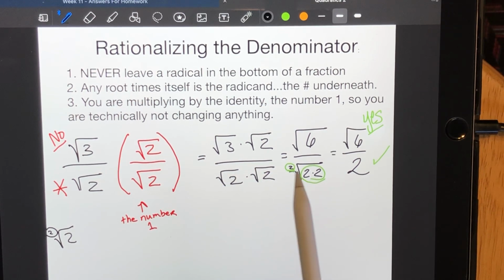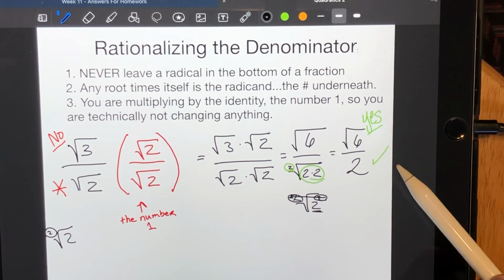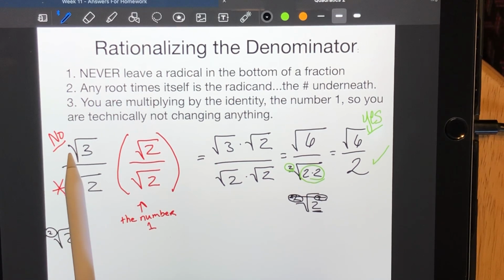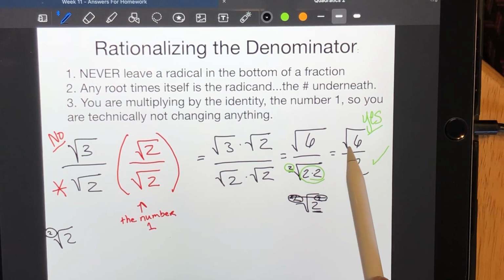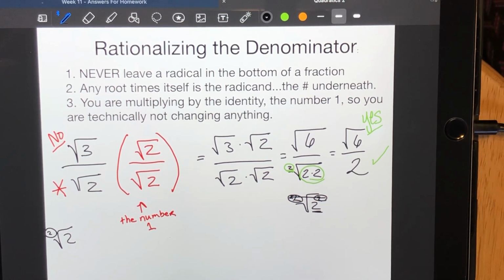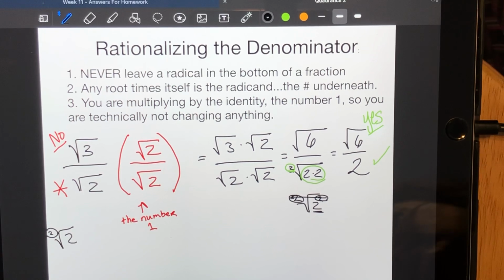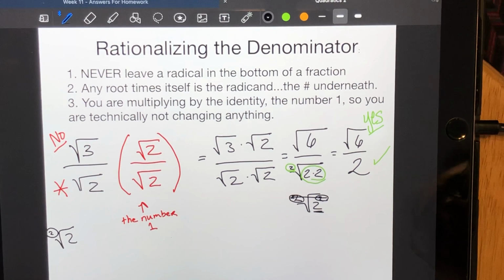On the bottom, I now have the square root of 2 times 2. I need 2. I have 2. It can also be written 2 squared. I need 2. I have 2. My root and my exponent match. I simply have a 2. So now we have rewritten square root of 3 over the square root of 2. It is equal to the square root of 6 over 2, the number 2. So again, I have not changed anything. I didn't change the value of it. We just changed what it looked like.